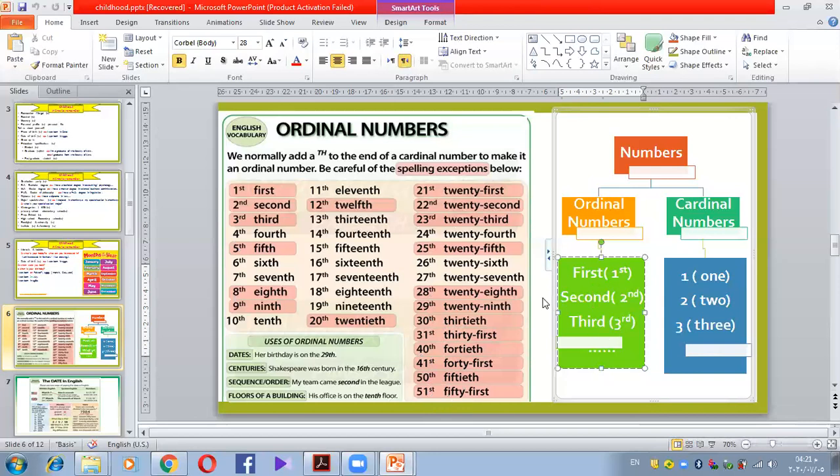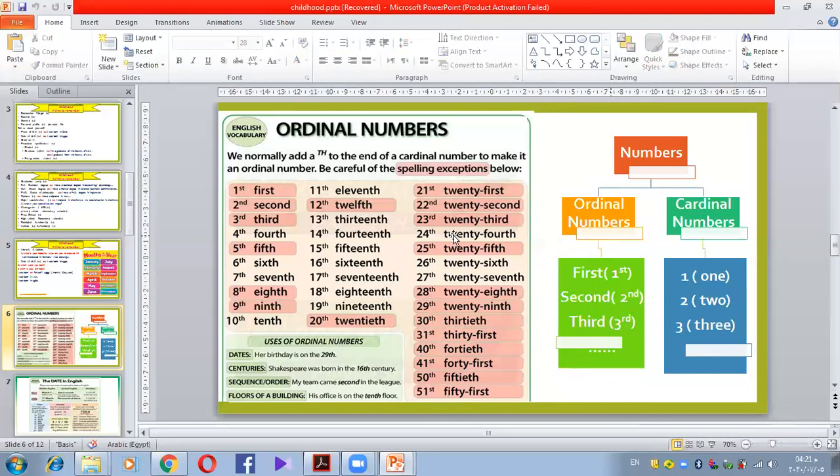Why do we use ordinal numbers? When can I use them? We use ordinal numbers in dates. Her birthday is on the 29th. So we use them in birthdays and dates. Number 2, we use them with what also? Centuries. Shakespeare was born in the 16th century. As well as order. My team came second in the league. He is the second kid in the family. He is the first kid in the family.